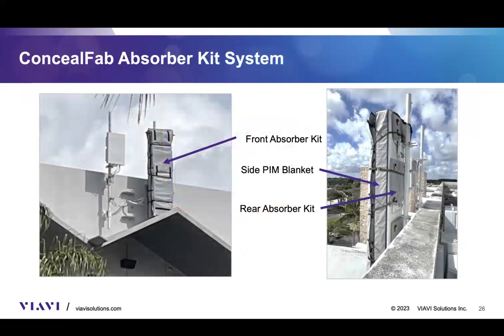This slide is really just in here to show what it looks like. Instead of just the graphic picture, this shows the absorber kit system actually installed on an operator's antenna. On the left, you can see the front absorber kit attached, and on the right-hand side, you can see the PIM blanket draped over the top and down either side, and the rear absorber kit pads slid between the back of the antenna and the antenna mounting pipe. Next.